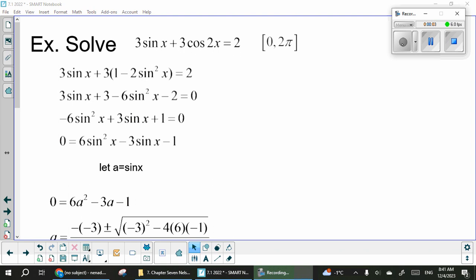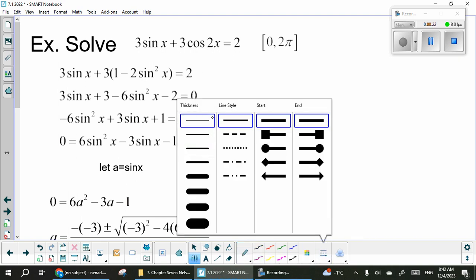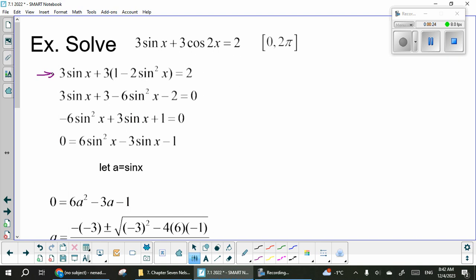All right, here is the question that I wanted to go over. In this case, you can see that it's a little different because it doesn't look like a quadratic, and it has two different types of functions, right? Sine and cosine. So the first step, as you can see here on that next line, is to convert the double angle into a sine expression. And with that, we just have sine that we're dealing with, which will make things a little bit easier.